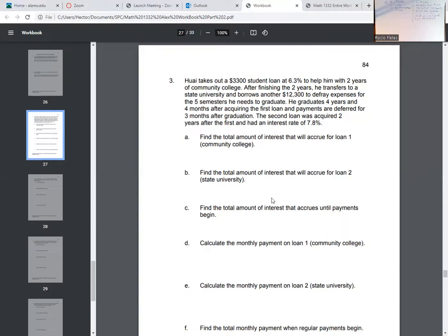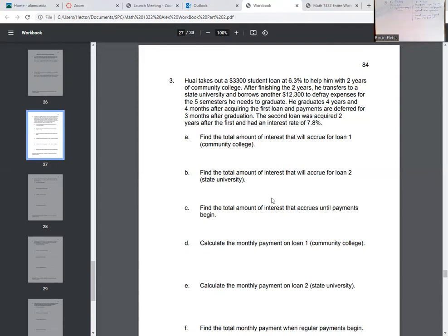So we need to figure out the number of months, because remember, the first loan, when he takes out the first loan to help him with 2 years, after finishing the 2 years, he transfers to a state university and borrows another to defray expenses for the 5 semesters he needs to graduate. He graduates 4 years and 4 months after acquiring the first loan. So you have to count everything, like all the months, right?